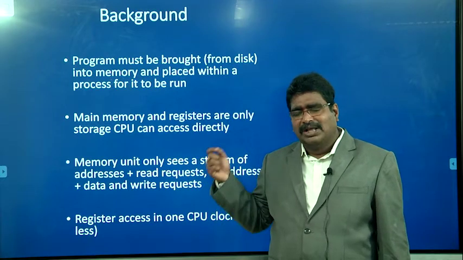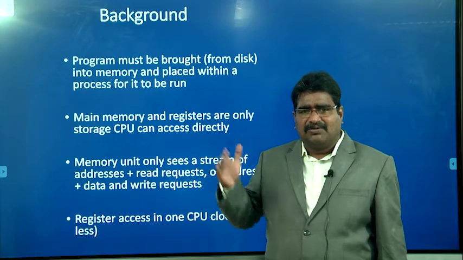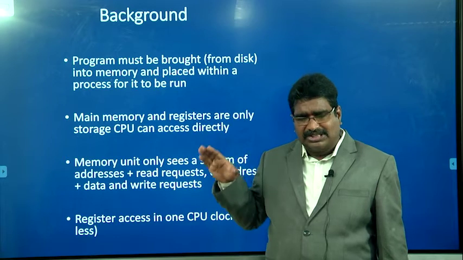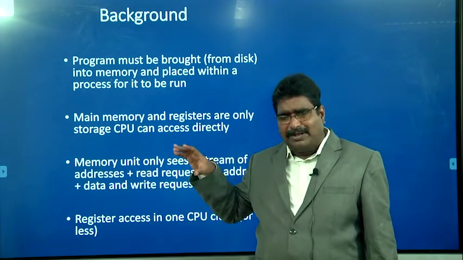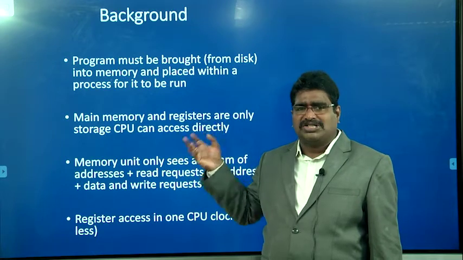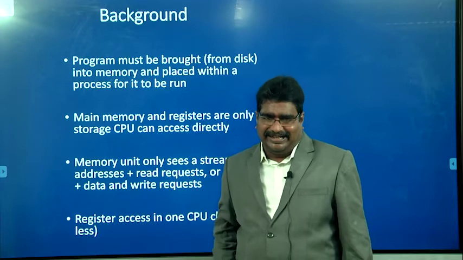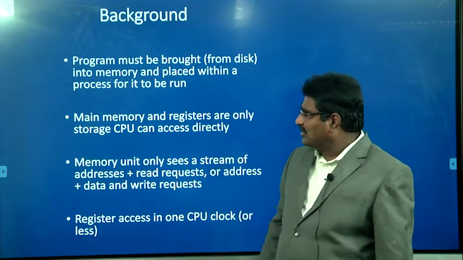For example, if the entire program remains in the secondary memory, it takes a lot of time to fetch the instructions. To overcome that, the operating system brings the program from the secondary memory to the primary memory. From that primary memory, the processor directly accesses the instructions as well as the data. And next one is that main memory and the registers are the only storage the CPU can access directly.